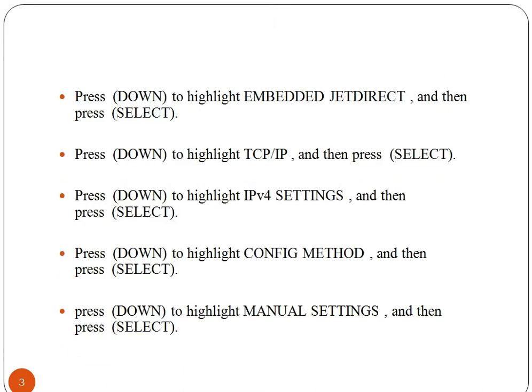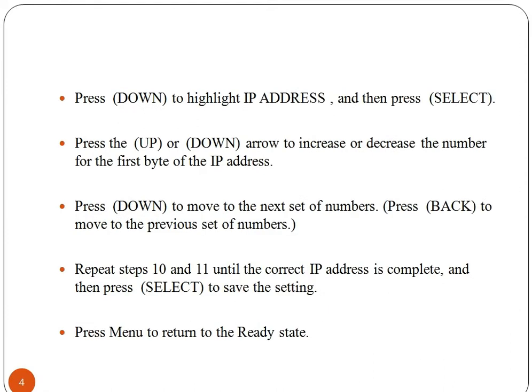After this, follow these steps. Similarly, press down to highlight IP Address and then press Select. Press the up and down arrows to increase or decrease the number for the first byte of the IP address. After this, press down to move to the next set of numbers. Press Back to move to the previous set of numbers. Repeat these steps until it connects to the IP address and then press Select to save the setting. Now press Menu to return to the ready state.